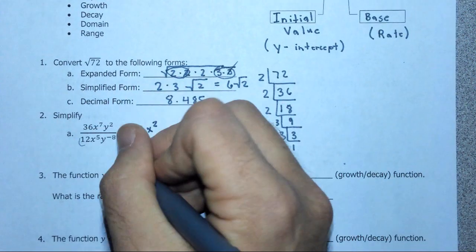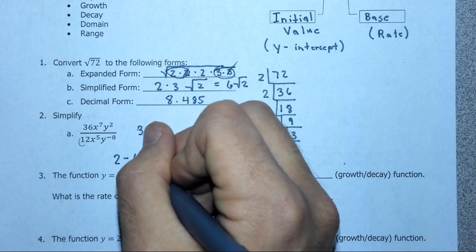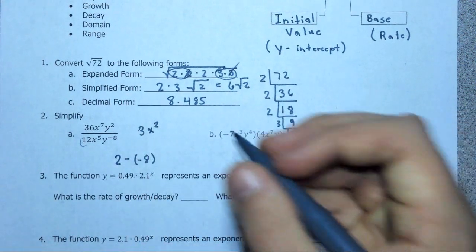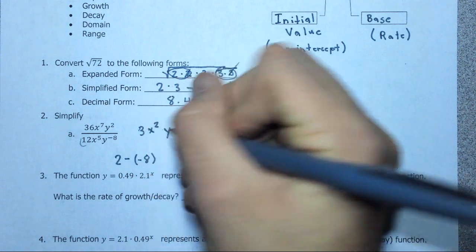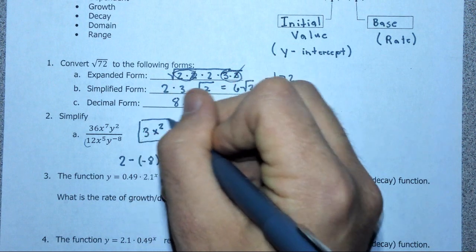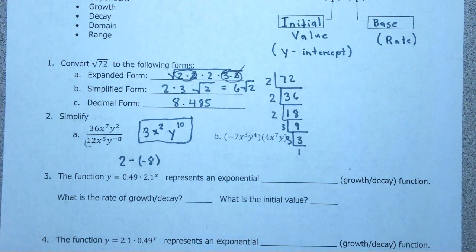Then I have 2 minus negative 8. Don't tell me that that's negative 6. I have 2 minus negative 8. So this becomes y to the 10. And that is my simplified version. It's that easy, ladies and gentlemen.